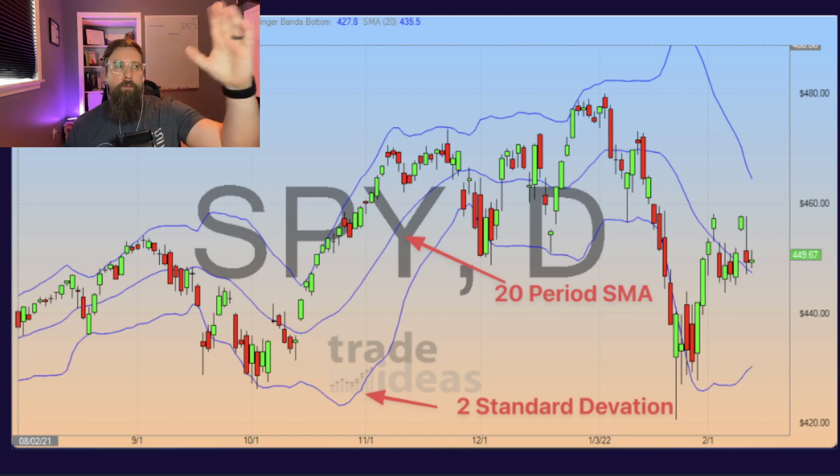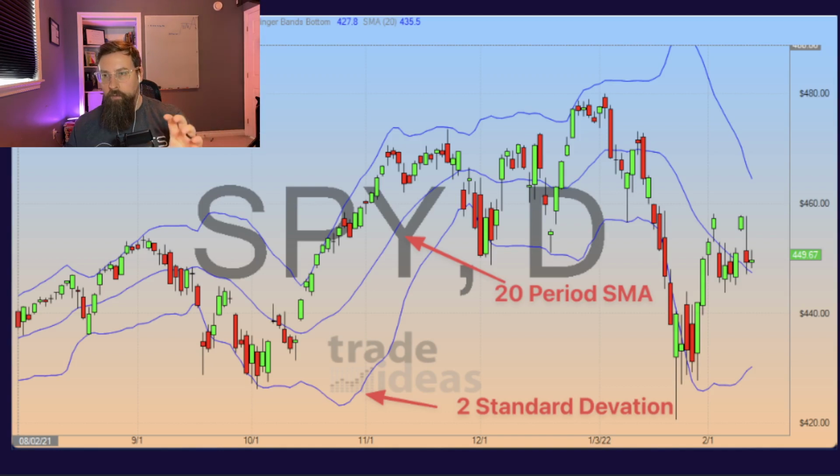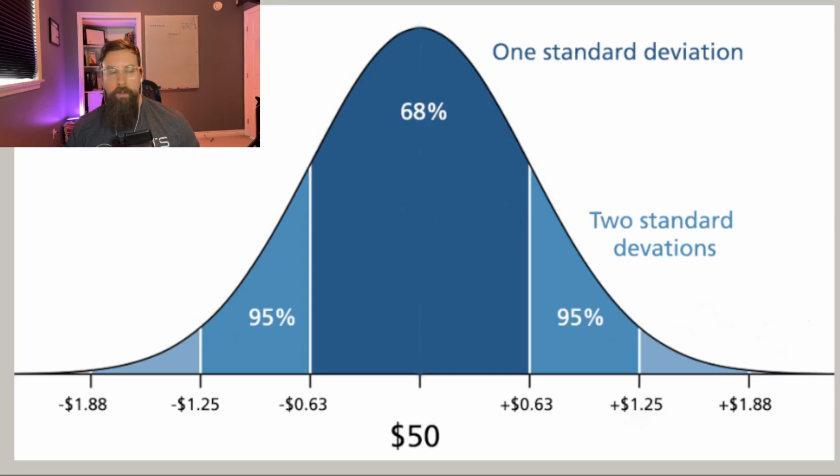Is it incredibly volatile at the time? Is it incredibly boring at the time? Is it not moving very much? And then we plot that out on this old normal distribution curve that you probably remember from high school. And basically, in things that are normally distributed, essentially it means that 95% of the time, things will exist between two standard deviations. And that's what the bands are showing you: two standard deviations from a 20 period MA.